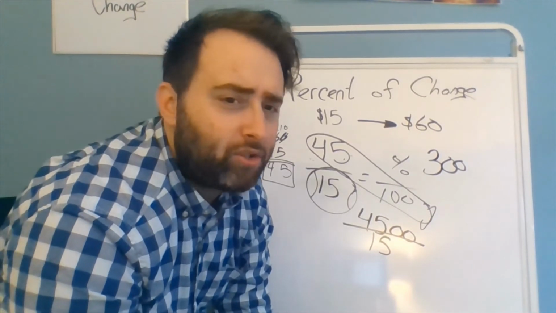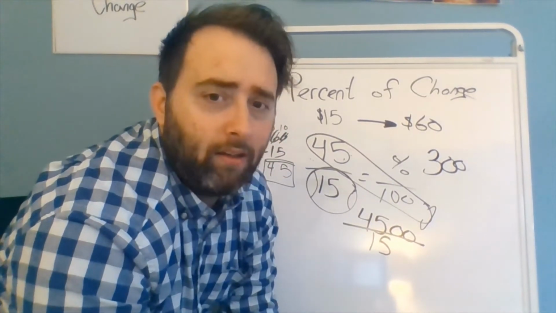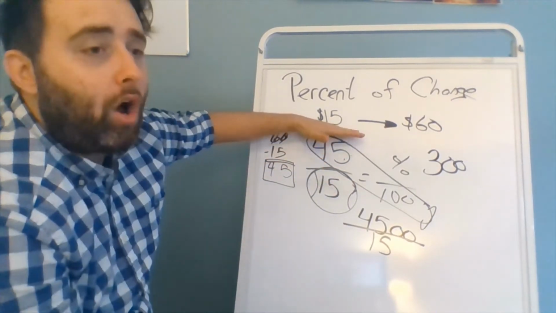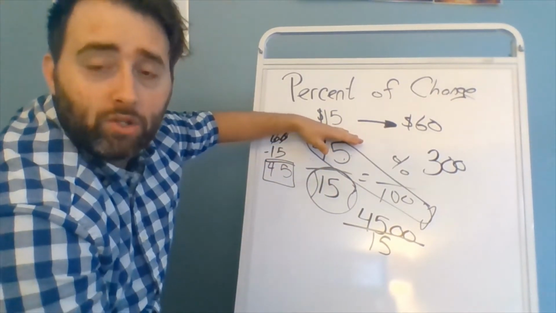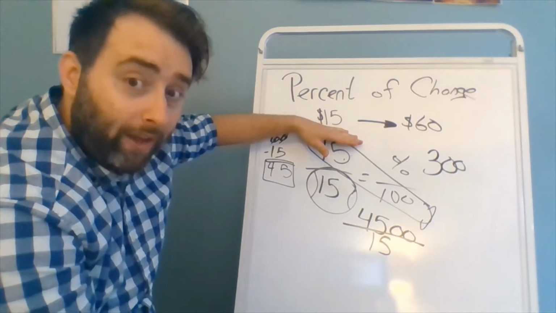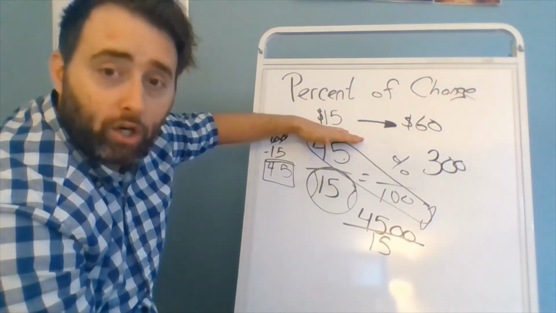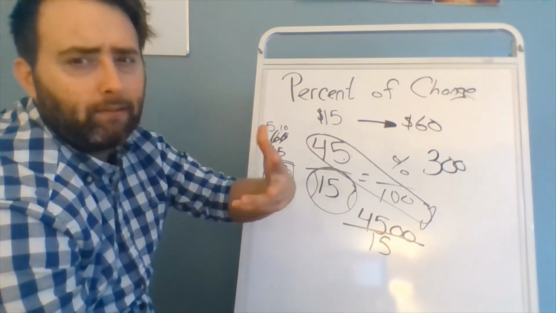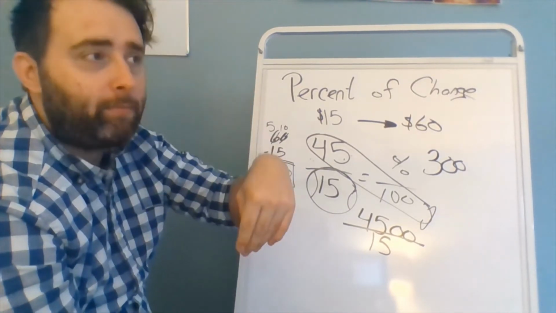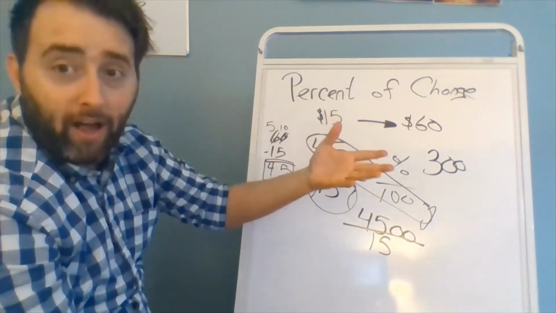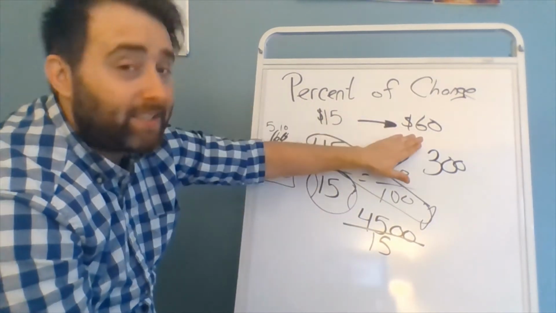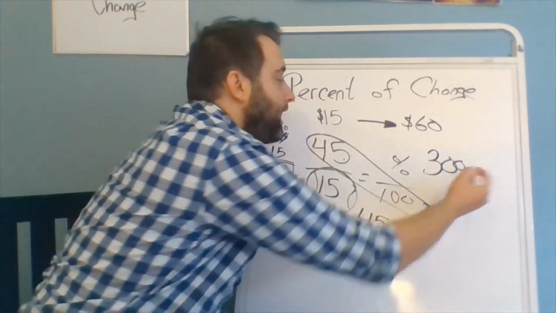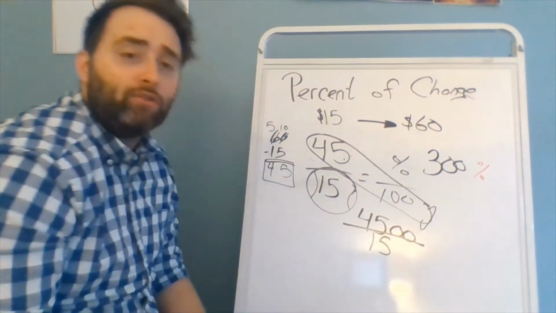Like, how could that be the percentage? How could it be over 100%? Well, think about it. It is 300% because what is 100% of 15? 15. So if I were to add 100% of this to it, it'd be 2 15s, which would make it 30. And if I added 2 15s to it, that would make 45. If I added 3 15s to it, that would make it 60. So I have gone up 300%. Okay? I've gone up 300%.